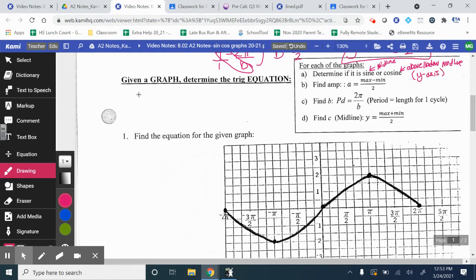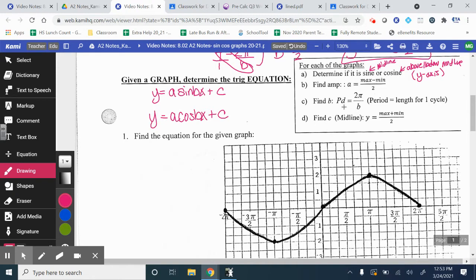left to right. And remember our two general forms here, y equals a sine bx plus c, and y equals a cosine bx plus c. Our amplitude, which again is the distance between the middle of the curve to the top of the curve, is maximum minus minimum over 2.